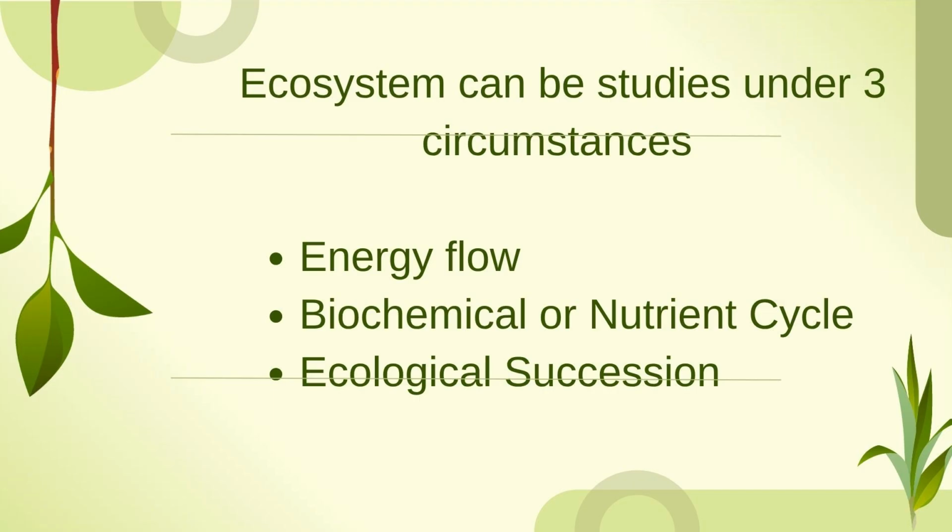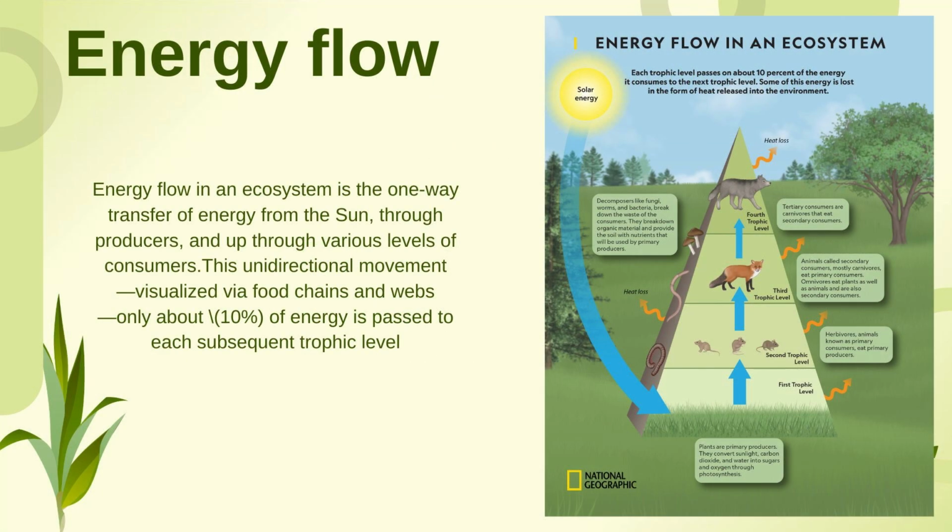We all know that an ecosystem can be studied under three circumstances. First one is energy flow, second one is biogeochemical or nutrient cycle, third one is ecological succession. So what is this energy flow? Energy in an ecosystem is not stagnant at one phase. Energy flow in an ecosystem is a one-way transfer of energy from the sun. So it travels from the producers to the topmost level of the consumers. It is a unidirectional movement which is visualized via food chain or web. Only about 10% of energy is transferred from one level to the next level.